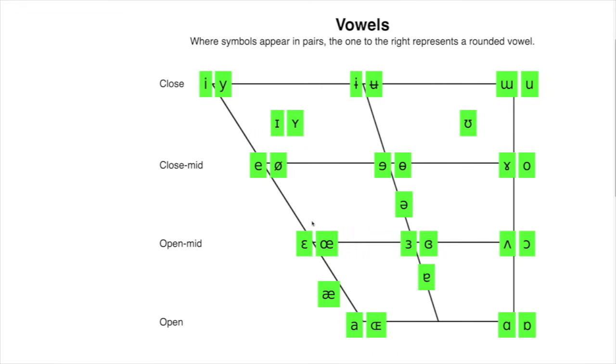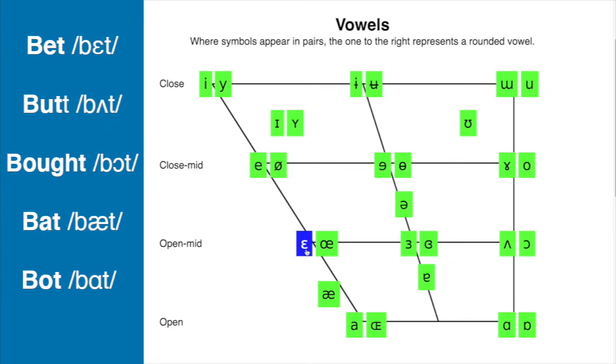This sort of backwards 3 here is as in bet, and this upside down V is as in but. This open O, or it looks like a backwards C, is pronounced aw, as in bought. This A and E over here we call the ash sign, and it's pronounced like as in bat. And then this letter A down here is pronounced like ah.